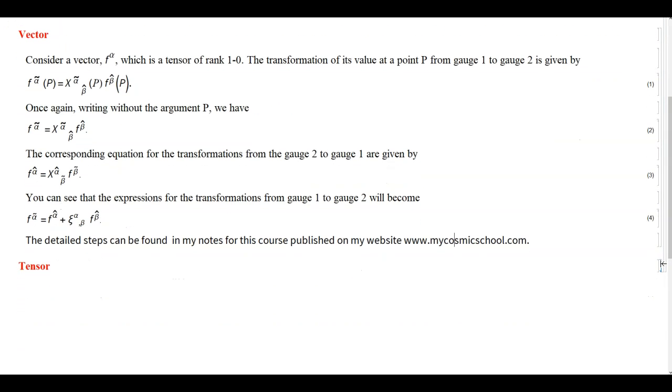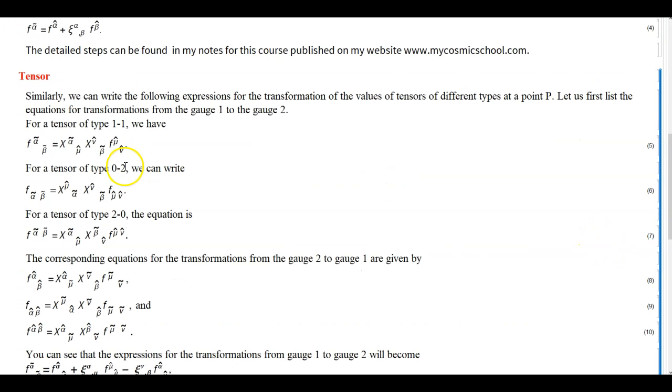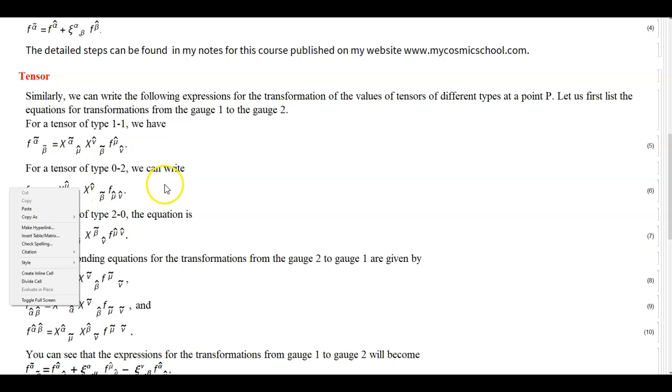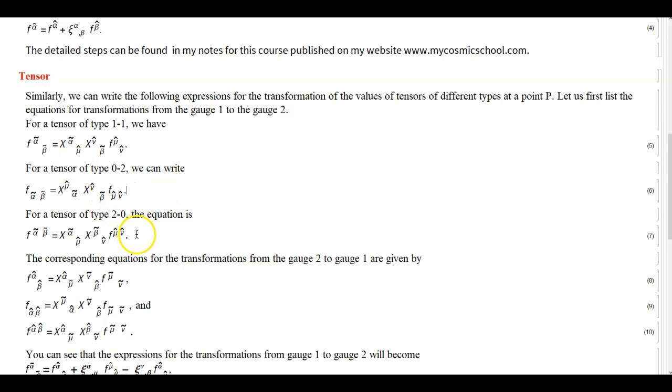Similarly, for tensors, the corresponding expressions are this for a 1-1 tensor. Again, this is what we have seen in general relativity. This is for a 0-2 tensor, and this is for a 2-0 tensor. And we are transforming from gauge 1 to gauge 2. If we want to transform from gauge 2 to gauge 1, then the corresponding expressions are this, this, and this.